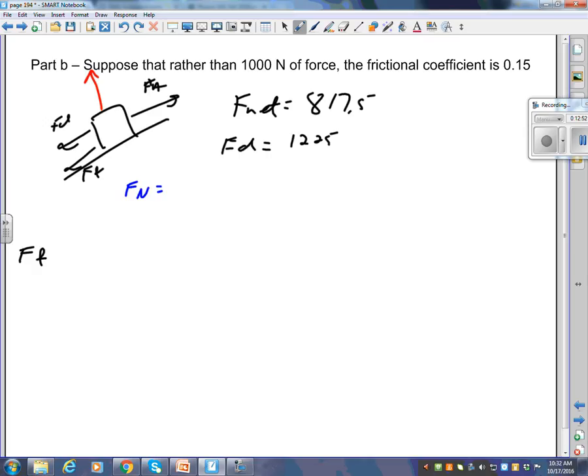So Fn is equal to mg cos theta, which is going to be 250 times 9.8 times cosine. Is it 25 or is it 30? I think it's 30.